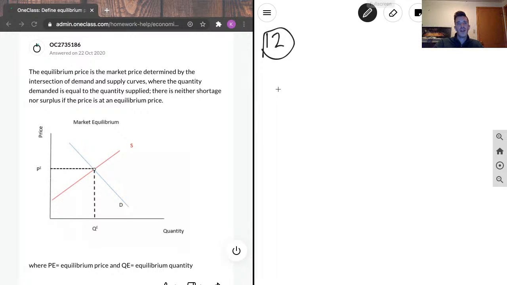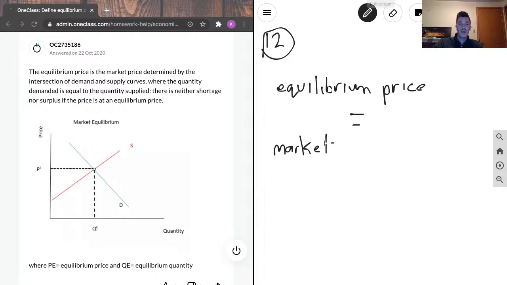Only thing I might add, it's called equilibrium price here, and probably most frequently equilibrium price, but it is also frequently called the market clearing price. And I'm bringing that up because it's something they said in their answer here. They said there's neither shortage nor surplus if the price is at an equilibrium price. What that means is that there's the same amount being demanded that there is being supplied, and as a result, the market clears.